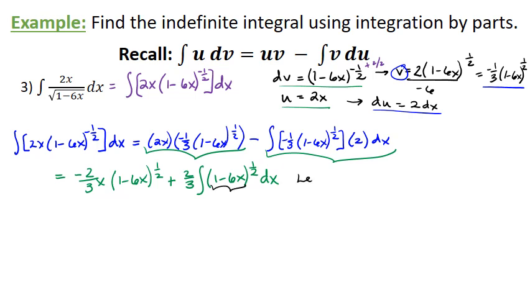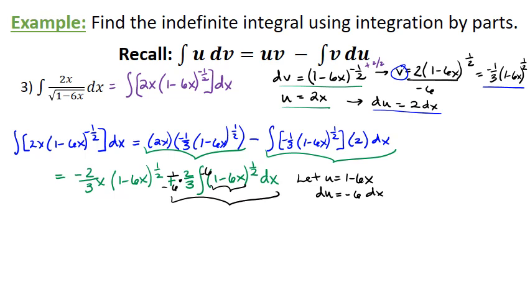So in this case, let u equal 1 minus 6x. Then du is equal to negative 6 dx. So we don't have a negative 6. We can put one in and undo it on the outside.